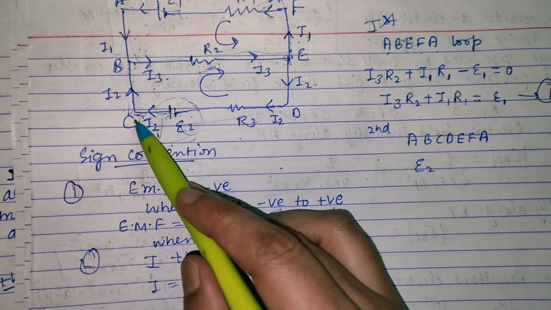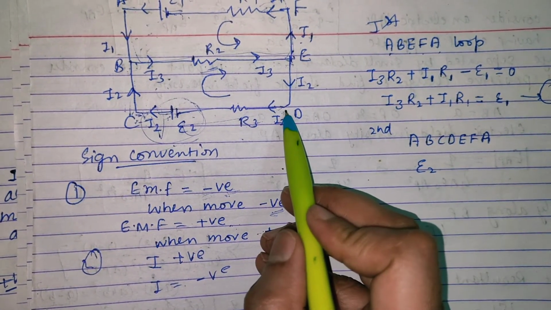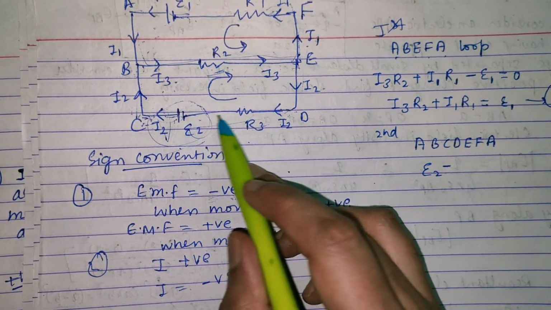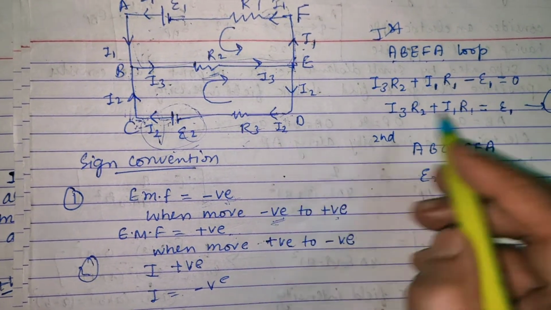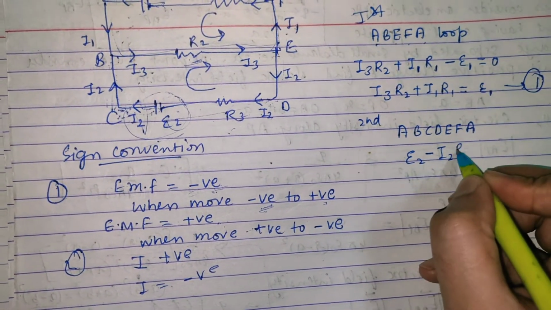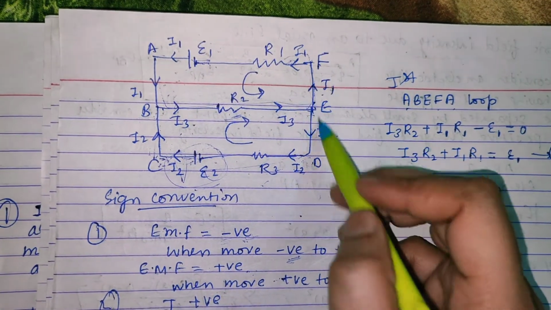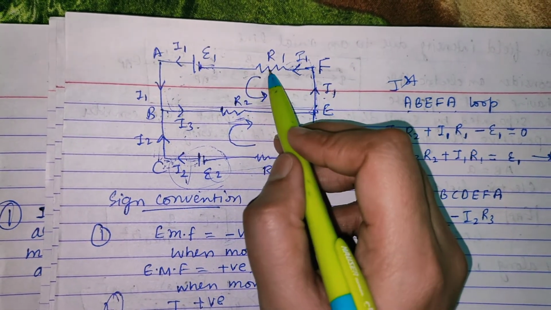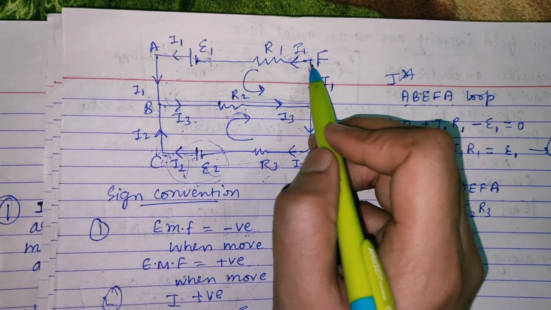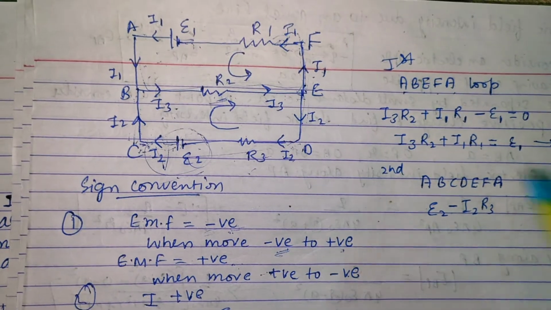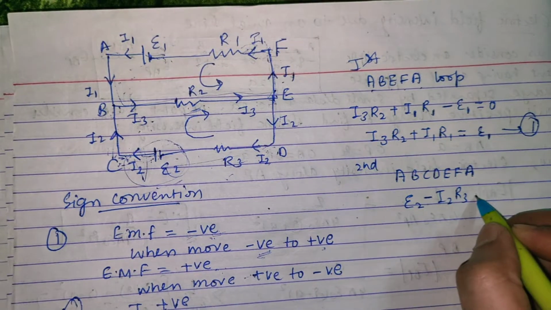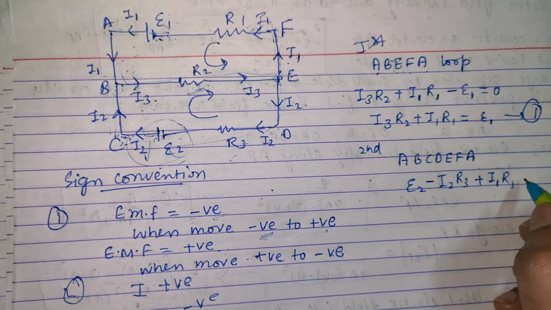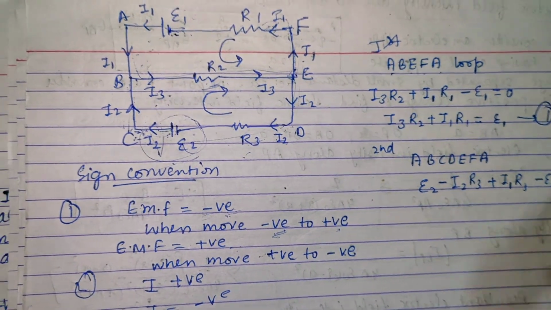Now we move from C to D, but the direction of flow of current is D to C. So here we take a negative sign. The current is I2 and the resistance is R3, so we write I2 R3. Now in the DF arm there is no resistance. Now move from F to A. Here the current is I1 and the resistance is R1. The direction in which current flows, in the same direction we move. So plus I1 R1. Now we enter from the negative end, so here we write minus E1 equals 0.